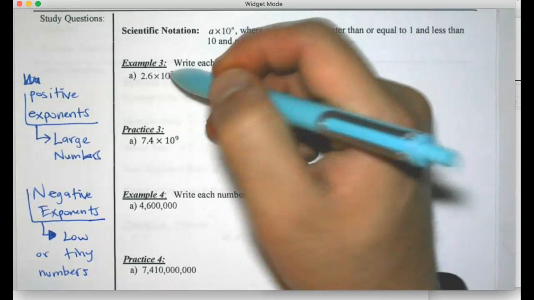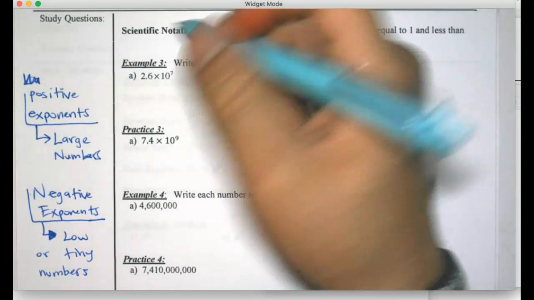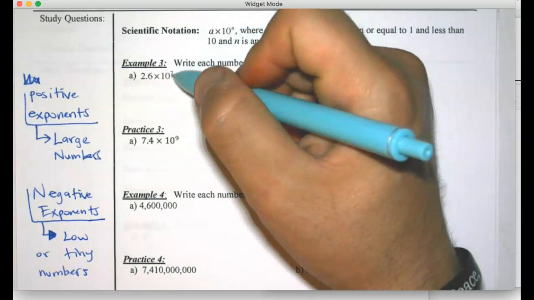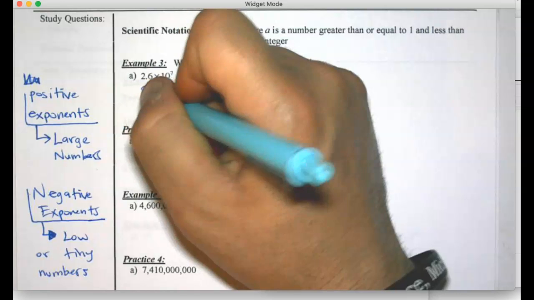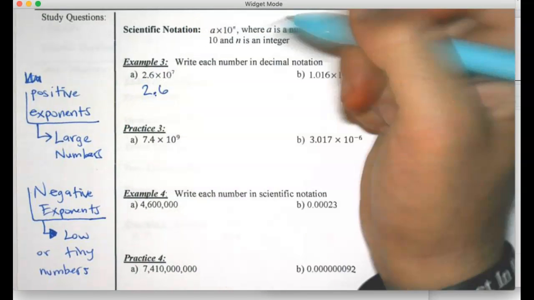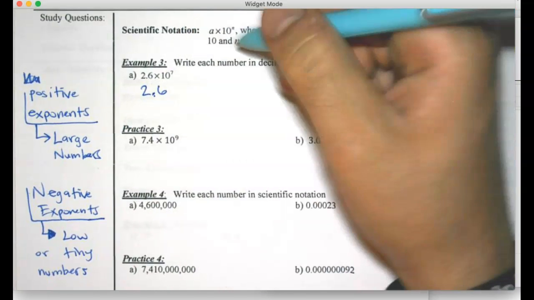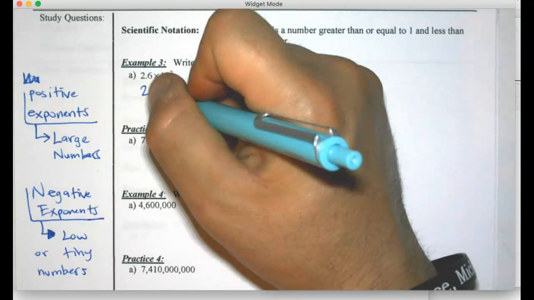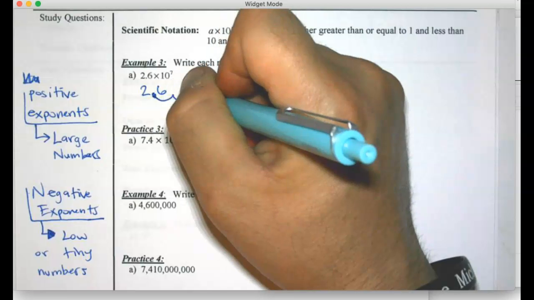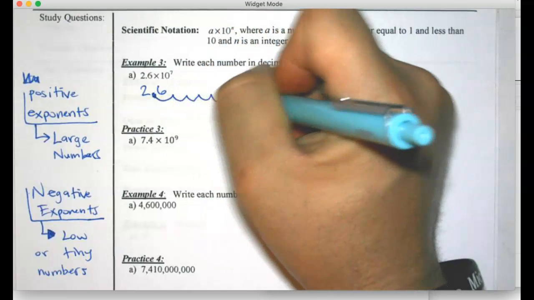Positive exponents, numbers will be large, which means, in this case, since I have a positive exponent, I'm going to make 2.6 larger. Remember, positive exponents mean numbers are pretty big. So I got to move the decimal, in this case, 7 places. The exponent tells me that. 1, 2, 3, 4, 5, 6, 7.